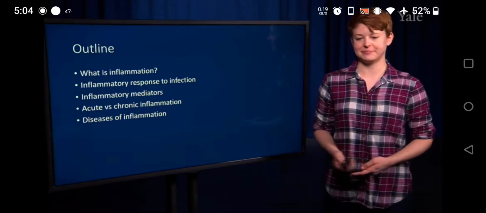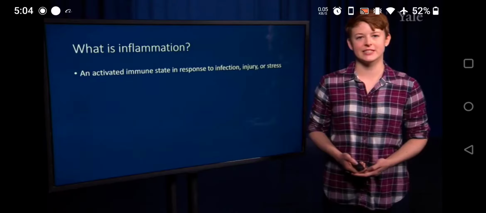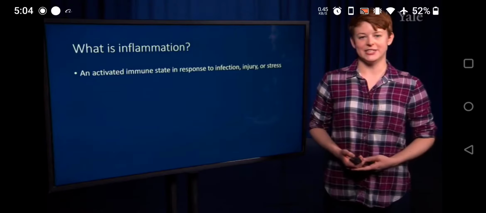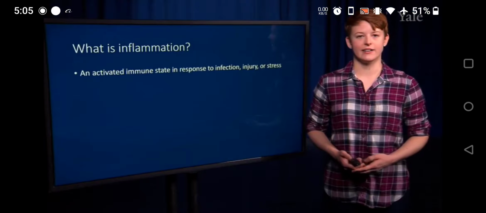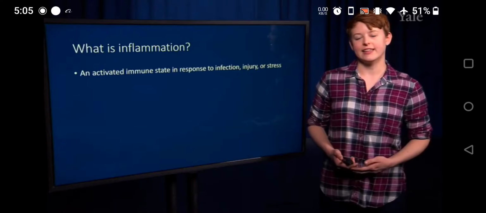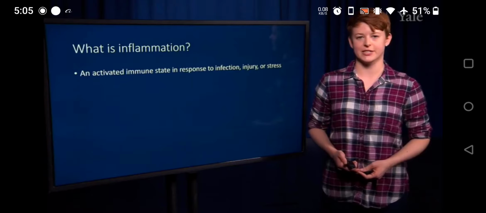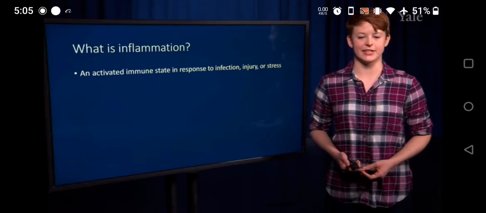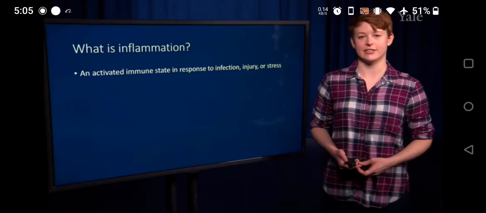So one of the common definitions of inflammation is an activated immune state in response to infection, injury, or stress. And these three different categories are all very important. Like I mentioned, infection is the most common situation in which we discuss inflammation, but we'll talk about a few examples from injury or stress and how the inflammatory response aids in restoring those tissues.